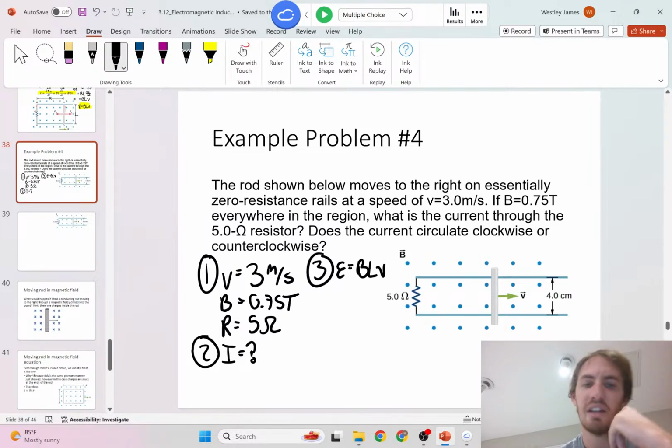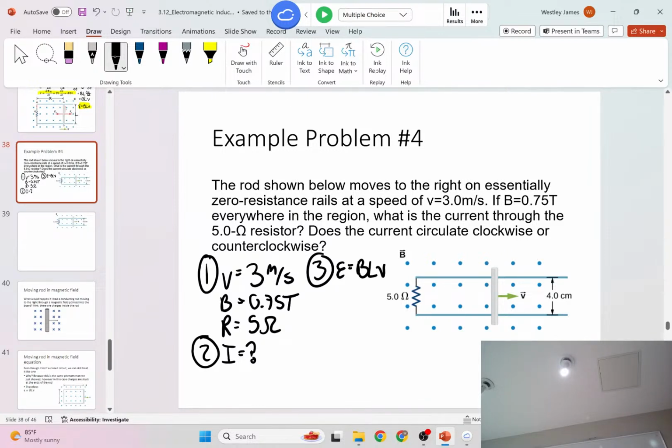That is what it's asking for. Okay, so I told you all if you see this picture, you're going to use EMF, i.e. voltage. Remember, EMF is voltage. That's a really important thing to have somewhere in your head. EMF equals BLV. Nowhere in that equation does it have current.